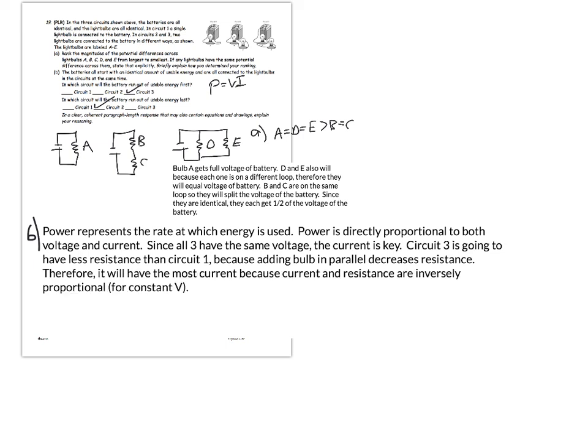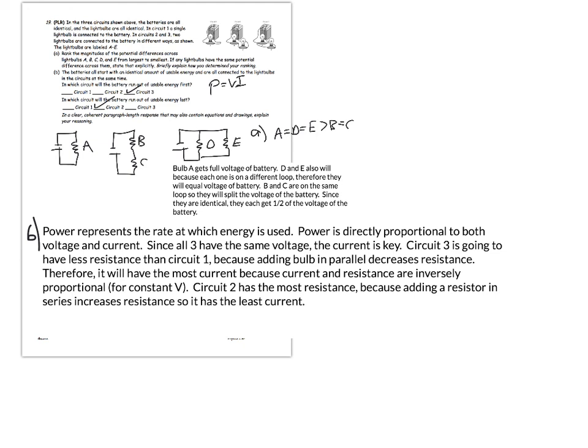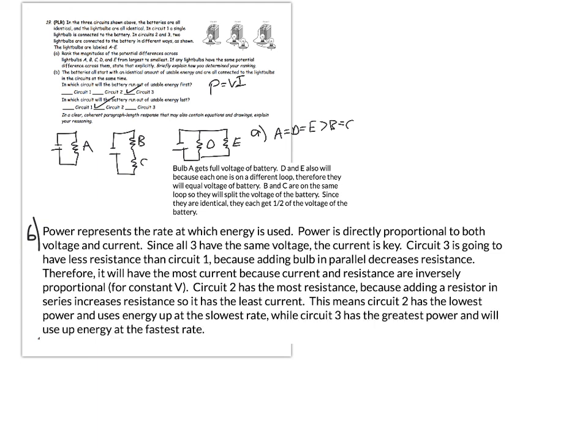Circuit 2 will have the most resistance because adding a resistor in series will increase the resistance, and therefore circuit 2 will have the least current. So that means that circuit 2, which has the least current, will also use energy up at the slowest rate. It will have the lowest power, and therefore that battery will run out of energy last. Circuit 3, which draws the most current, will use up energy at the greatest rate because it has the highest power, and that circuit will run out of energy first.